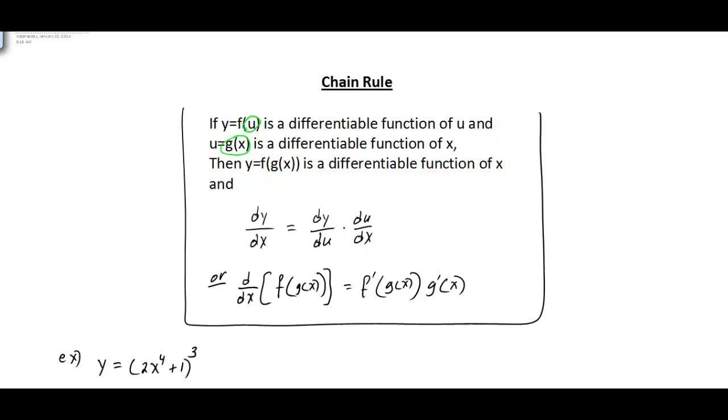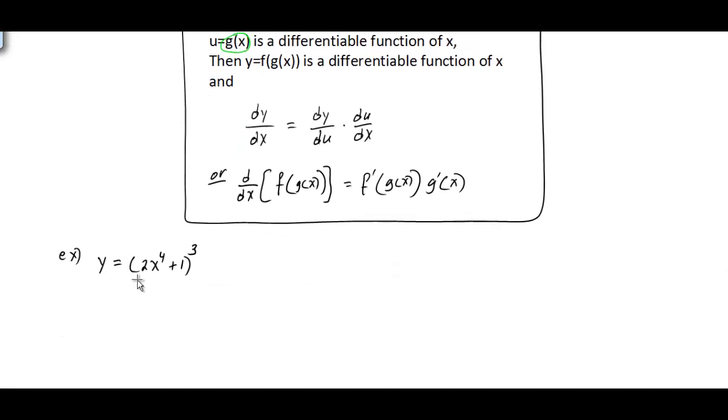So I want to go through this explanation using the following function here. y equals 2x to the fourth plus 1, and the whole quantity is cubed. So if you notice here, we have an inside function and an outside function. So up here we said u, the g of x here, u is representing the inside function.